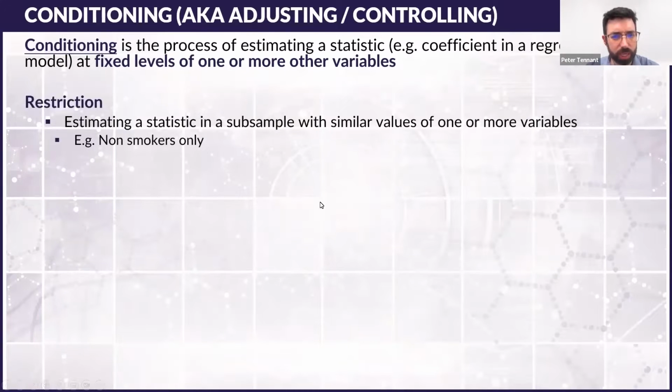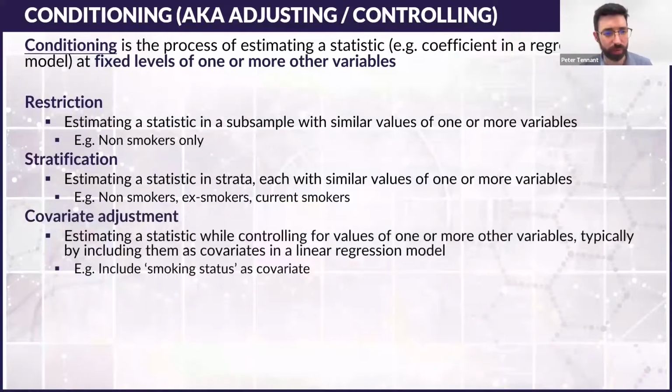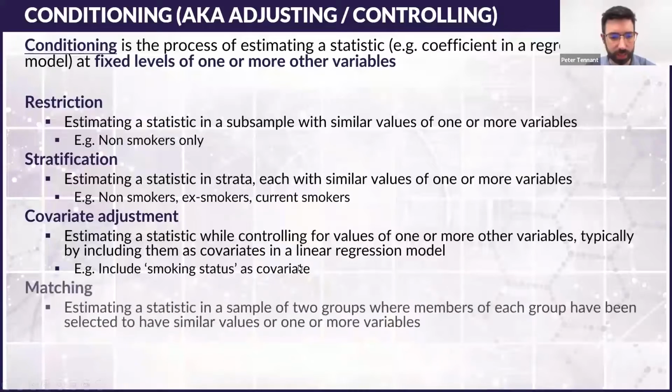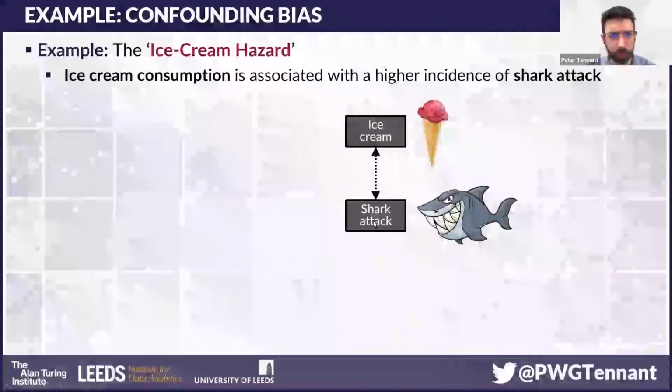Okay, and there are many common ways to do this, but the three most common are restriction, which is where we estimate in a subsample of some variable where we choose only one level of that variable, so it might look only at non-smokers. Stratification, which is where we estimate within strata of some other variable, such as non-smokers, ex-smokers, and current smokers. And then probably most common in practice is covariate adjustment, which is where we actually control for values of these variables by including them as covariates in a linear regression model. So we might include smoking status as a covariate in our model. You'll also come across matching and weighting, which are increasingly popular and important.